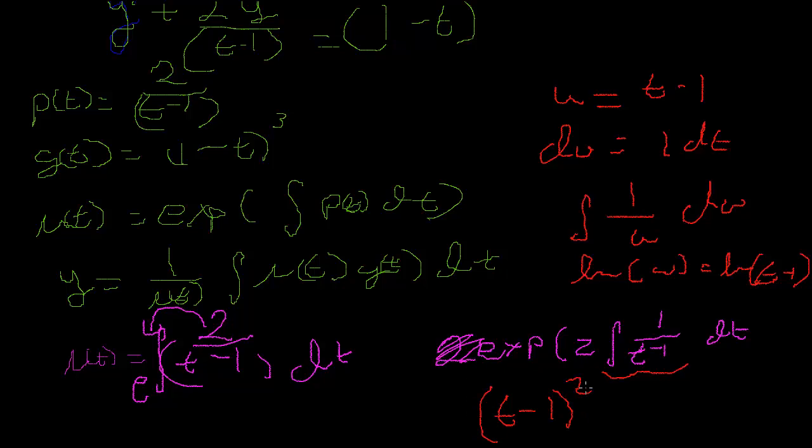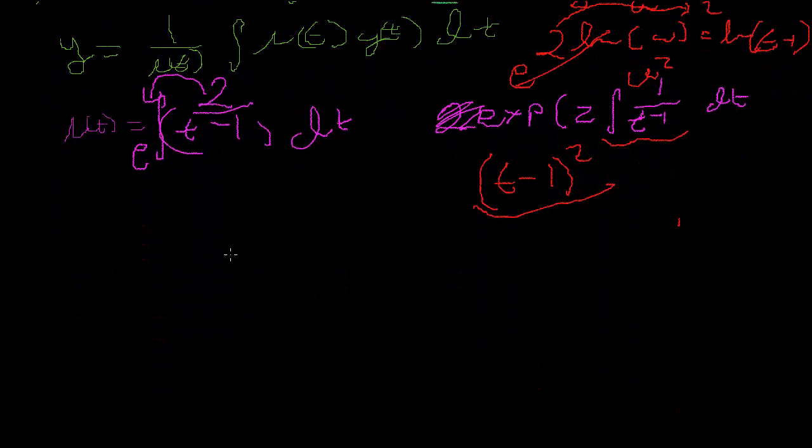So actually it's squared, sorry. When we raise e to the power of this stuff, the 2 goes in front, and then these cancel out, and we're left with u squared, which is t minus 1 squared, right? Okay.